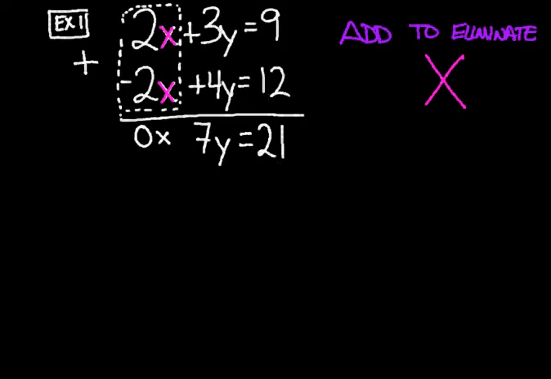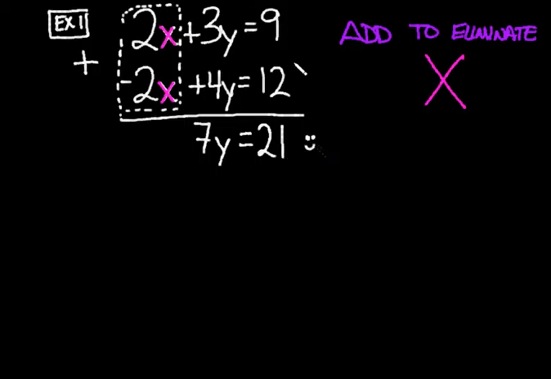So 0 x's. This is 0, right? 0 times anything is 0, so I'm just going to erase that because we don't even need it. Look at how simple and happy our equation has become. We got 7y equals 21. Nice, happy. You can probably do this in your head, right?